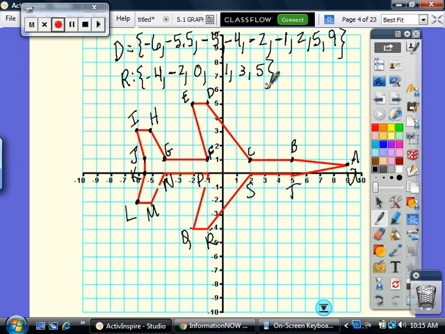So what's harder, from a set or from a graph? That's your opinion, but to me, it's hard from a graph, so you have to just look left to right for domain, bottom to top for the range.